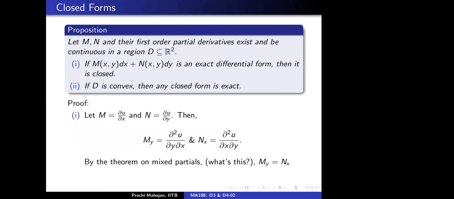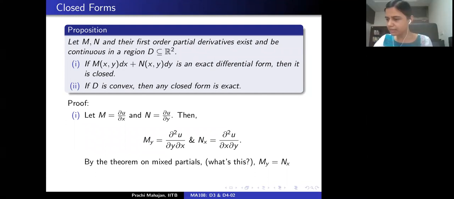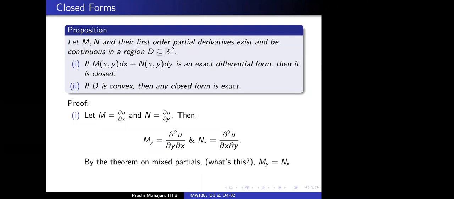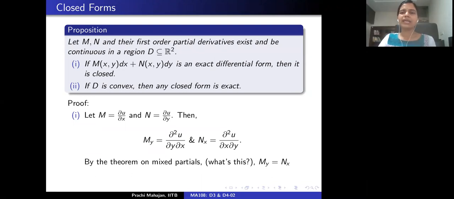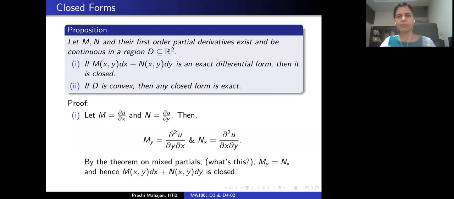If the function is C1, suppose you have a real valued function of two variables, let's call it f, and both second order mixed partial derivatives exist and are continuous wherever they are defined. Then the mixed partials agree. This is something you learned in your calculus course very recently, right? So an exact differential form is closed. This follows by the theorem of mixed partials. Very nice. So this means that this differential form is closed.